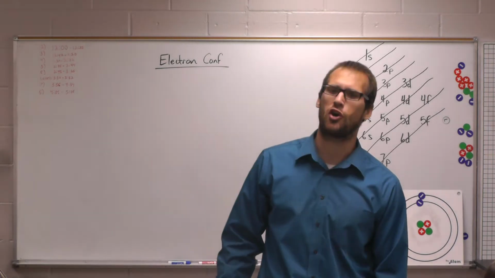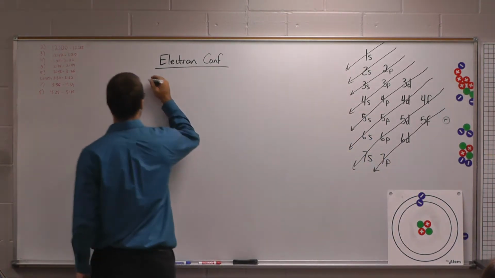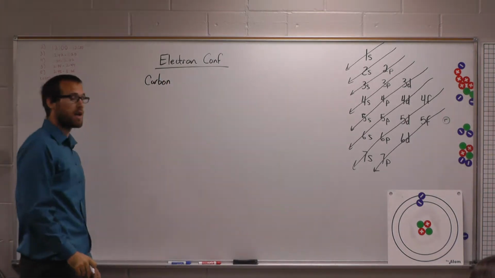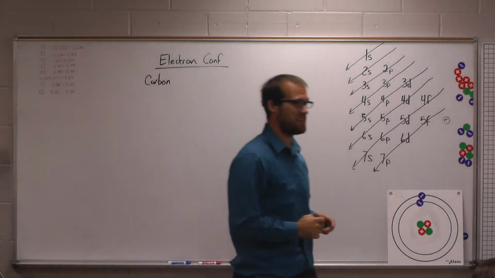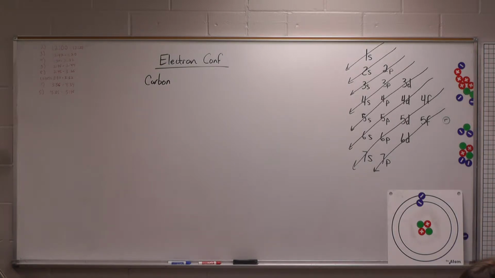Let's say we're doing carbon. We're trying to figure out the electron configuration for carbon. Okay, so follow along here as we begin. The very first thing, if we're trying to order where the electrons are located, is probably to identify how many electrons it has, right? How many electrons does carbon have?